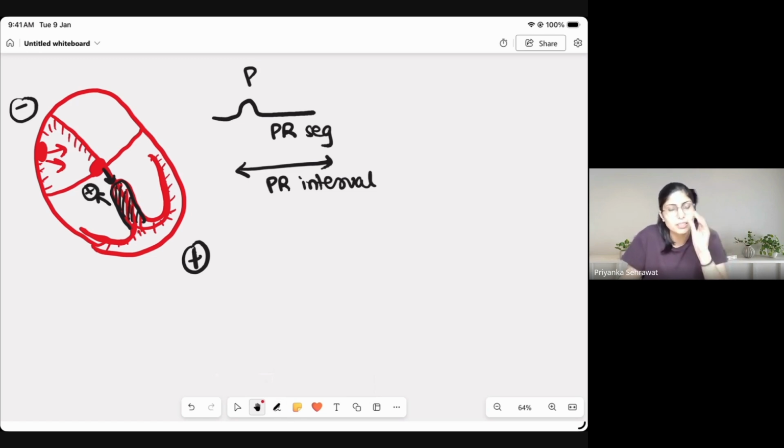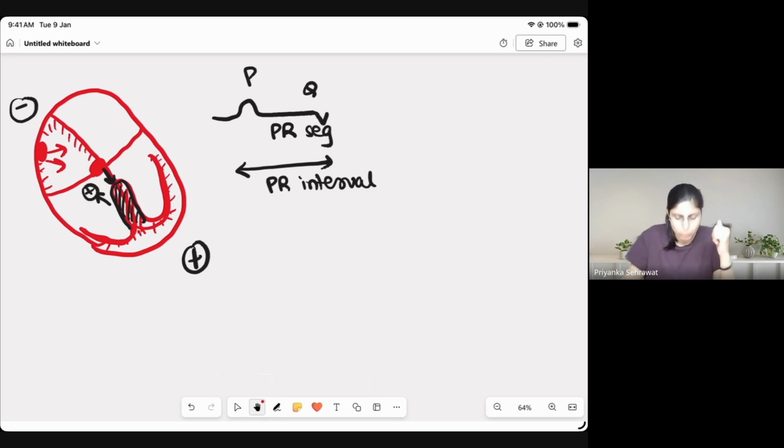And because these muscles are small muscles, we get a very short, very quick negative deflection, which we call the Q wave. What is this wave? This is our Q wave. Okay, now what happens next?